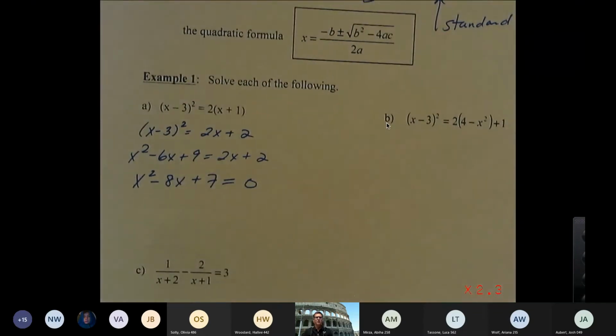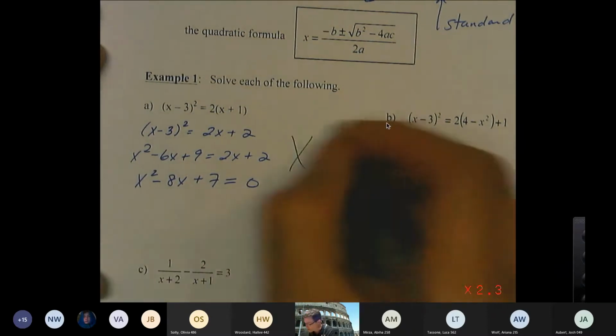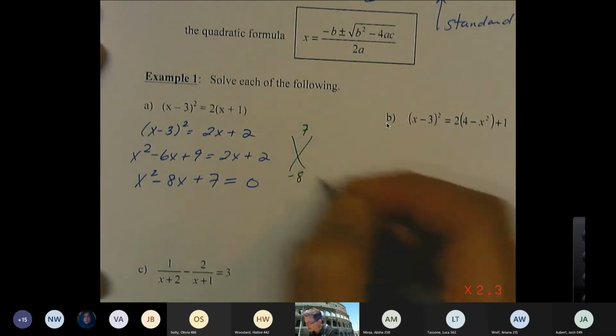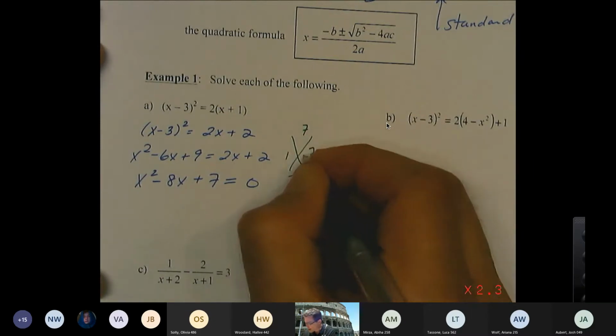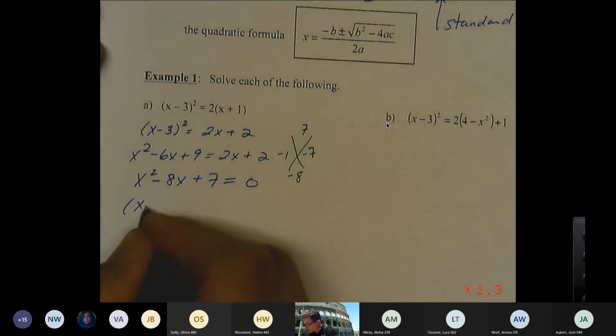So now, how do I want to solve this? It's my choice. Do I want to use the quadratic formula, or do I want to use factoring? Let's see if factoring will work, because it's so much faster. Two numbers that multiply to give 7, add to give negative 8. Negative 1 and negative 7 seem to work. So I'm going to do this by factoring.